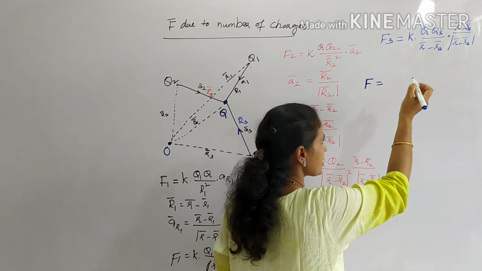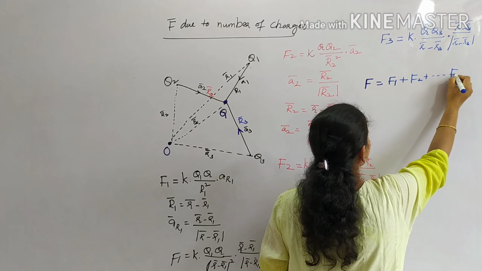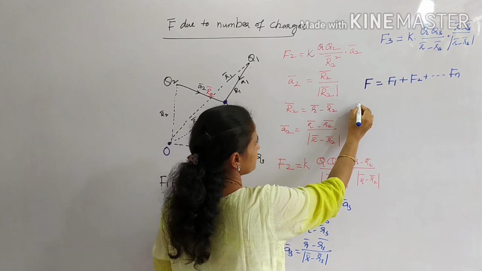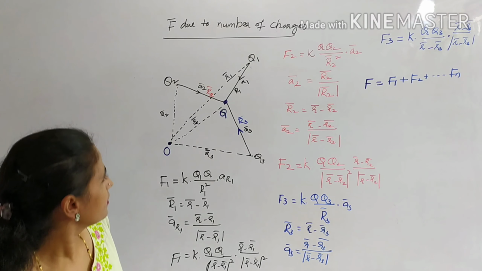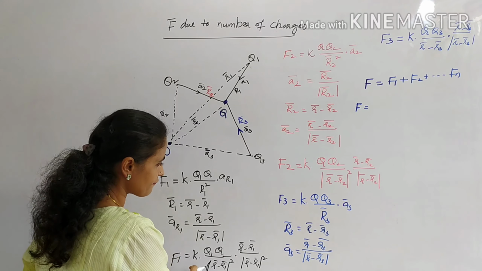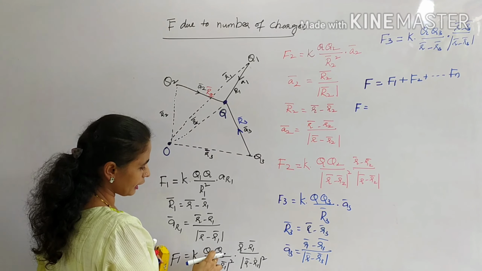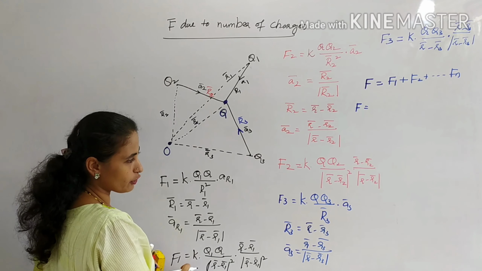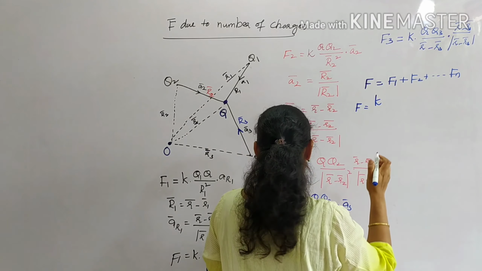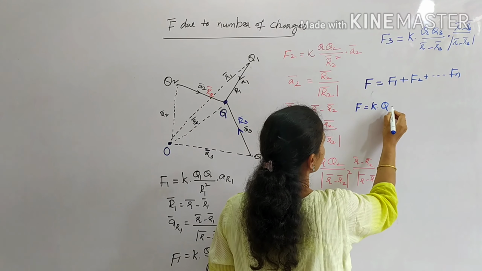If there is n number of charges, what do we do? We add the individual forces like F1, F2, till n number of charges, whatever it is. So F is given by F1 plus F2 and F3. What is common? K is common and Q is also common, right? K is nothing but 1 by 4 pi epsilon. I will take K and Q outside. K into Q is taken outside.